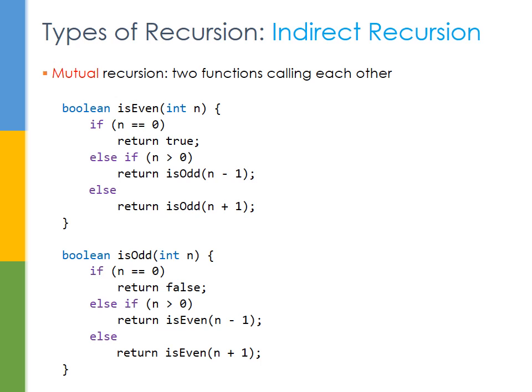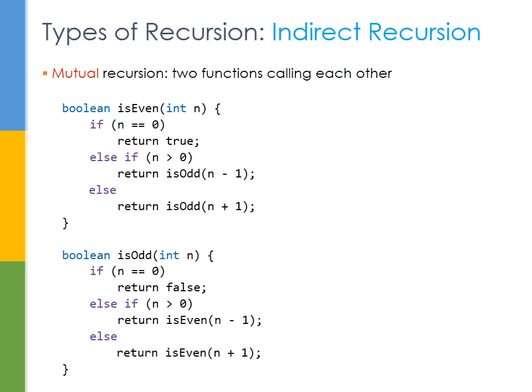So if we are dealing with a positive value that is greater than 0, then in the case of is even, we will call is odd, and we will send through n with 1 subtracted from it. So in other words, we're reducing the value towards 0, which will then eventually stop our series of recursive calls. The same is true in the is odd function. So if we are working with an n value that is greater than 0, we then call is even, and we send through as a parameter n with 1 subtracted from it. So again, we're working towards a situation where n will eventually reach a value of 0.